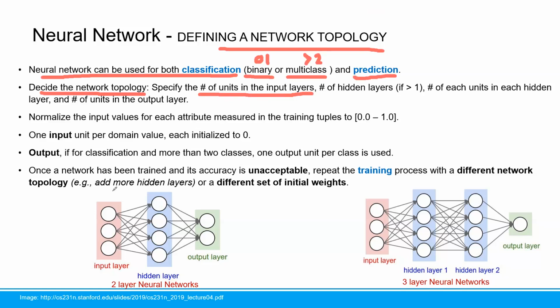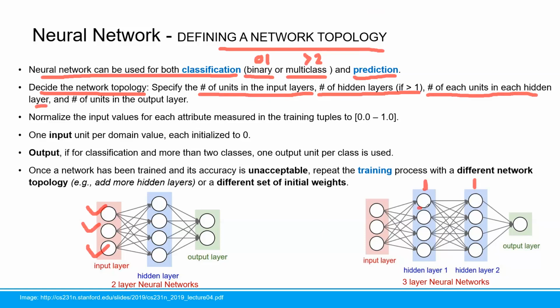So if we have our data, then you need to specify, for example, I have 3 units in the input layers, or I have 5 variables in the input layers. The other thing that we need to specify is the number of hidden layers. If it is more than 1, then you need to specify. And you need to specify the number of units in each hidden layer.